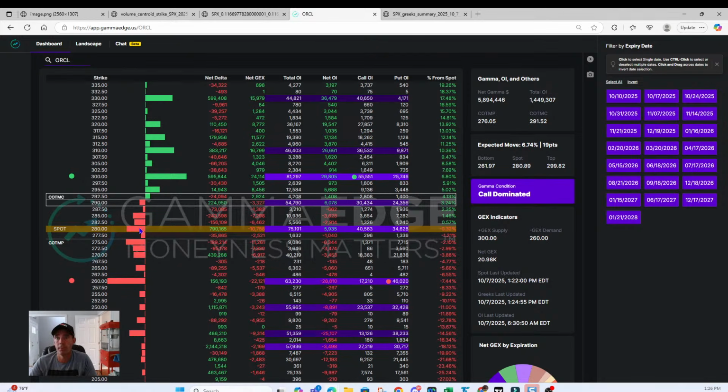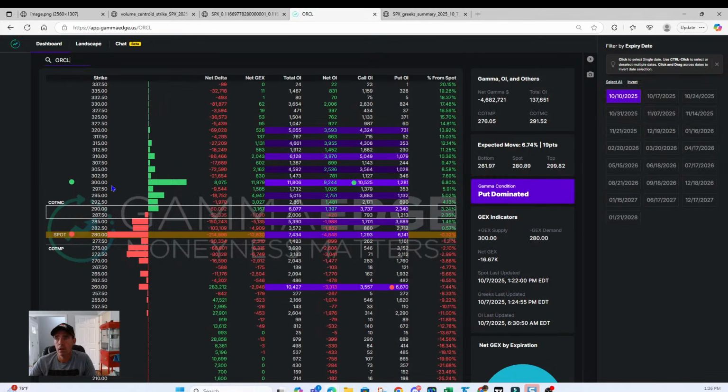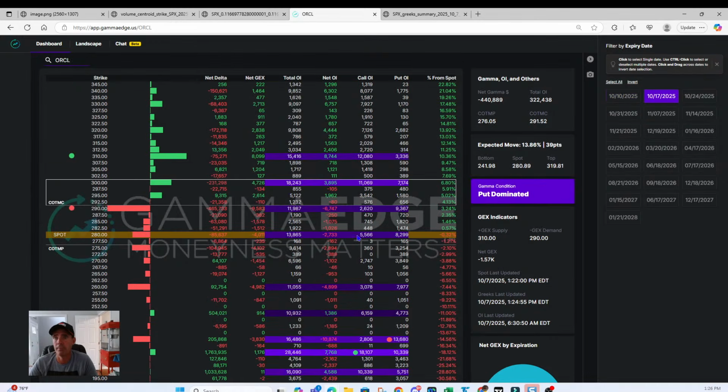So Oracle call dominated, 300 to the upside, PGEX, COI. We're well below transition now, so that's a little bit more cautionary, a little bit more weak-ish look. 300 PGEX, COI to the upside. We're below transition, COTMP 275, so I'd anticipate COTMP to hold. But difficult for price appreciation for Oracle into this expiry, and put dominated on next expiry.